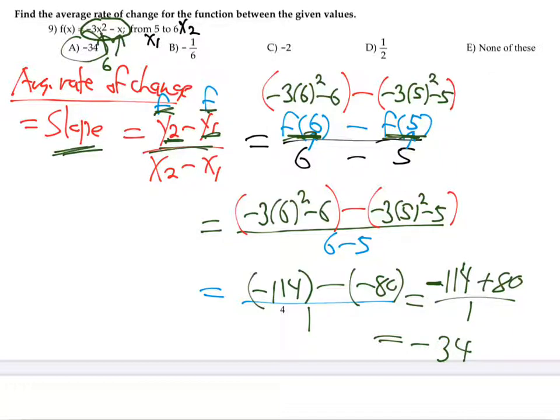So average rate of change is slope. y2 minus y1 over x2 minus x1. We grab the two x values. The y values are function values. So f of 6 and f of 5 we plug into the function that they gave us.